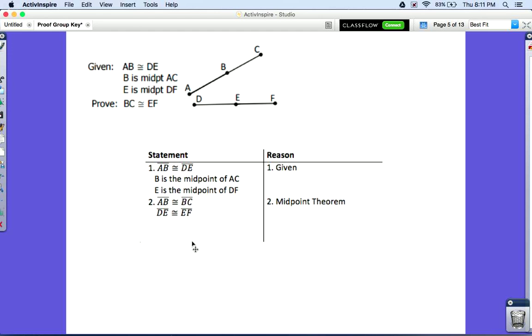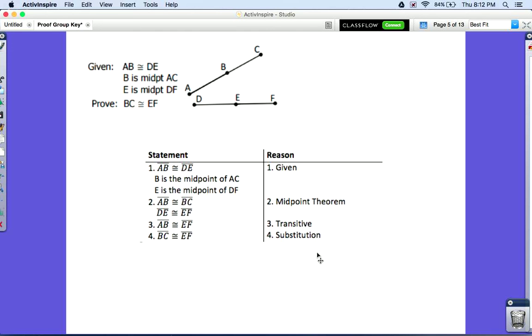So after that, we can say that AB is congruent to EF. And we can say that by the transitive property. So since we've said that AB is congruent to DE and that DE is congruent to EF, then we know that AB is congruent to EF. But we don't want this to be AB, we want it to be BC. We've already said that AB is congruent to BC. So we can use substitution to say that BC is congruent to EF.